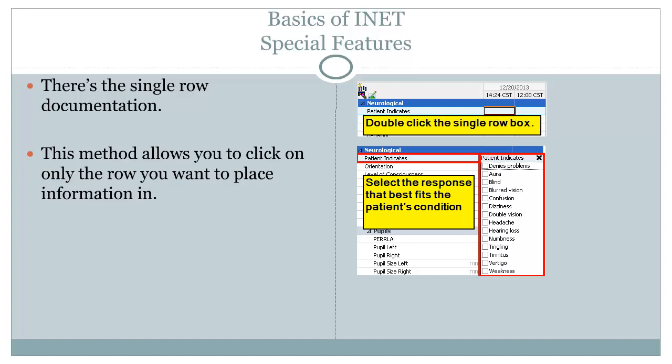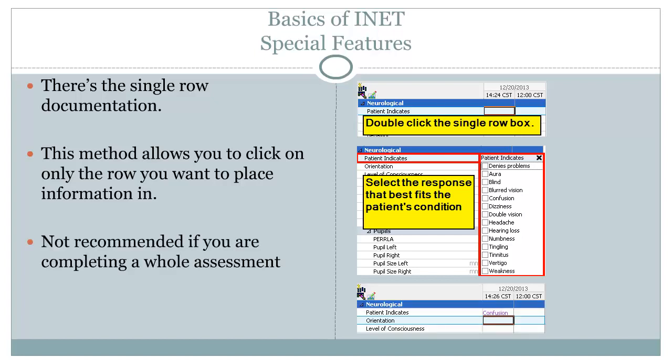One of the methods of documentation on the columns is single row documentation. This method allows you to click on only the row you want to place the information in. To do so, you would double click the single row box. In this instance, you see us under neurological, double clicking under the time of 14:24 with the sub-information of patient indicates. Once I double click, a box populates that allows me to select the response that best fits the patient's condition. In the third screenshot under neurological and patient indicates, you see the documentation that I would have selected showing up.